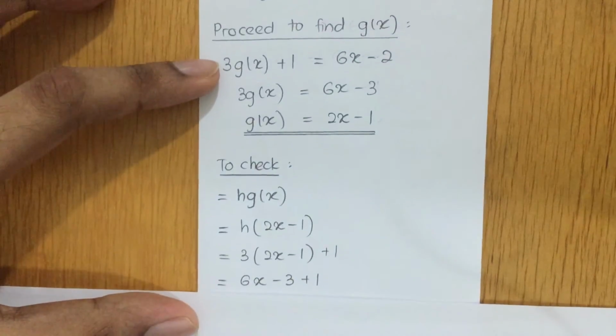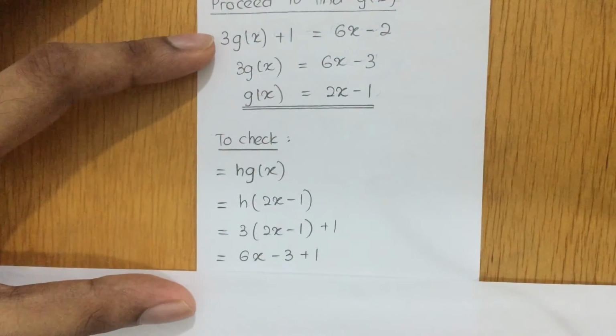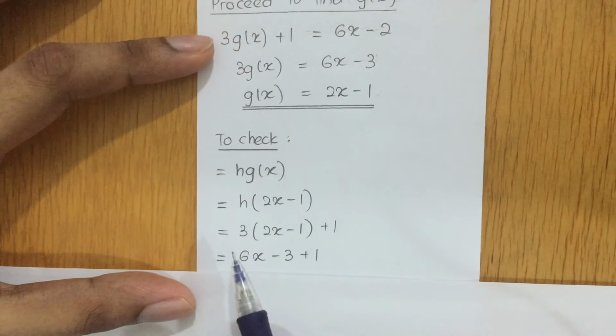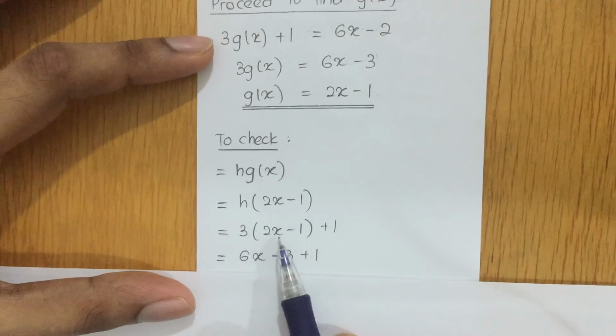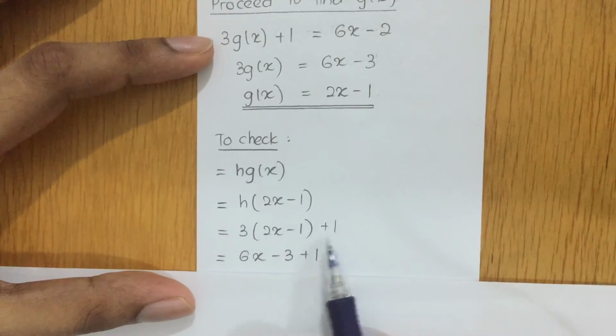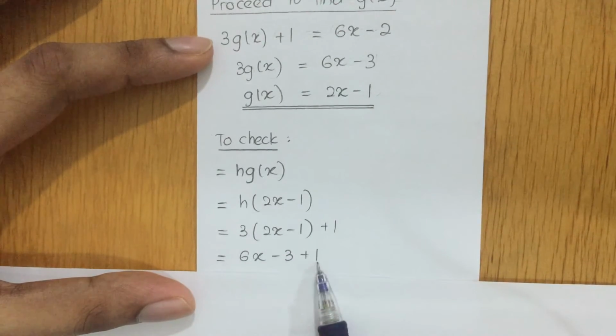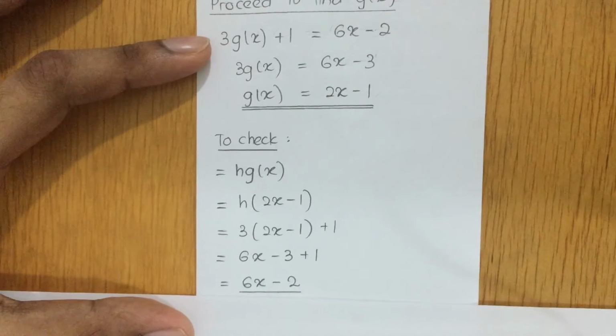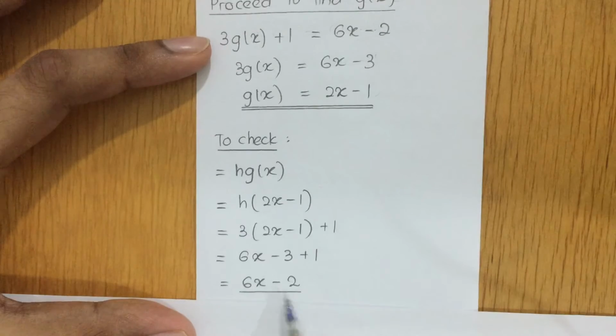Okay, let me pull the paper up if you can't see the working. Sorry guys. Okay, so let me repeat again. 3 in a bracket 2x minus 1 close bracket plus 1. So this 3 you expand in. So from here you get 6x minus 3 plus 1. Okay, negative 3 plus 1, you should get negative 2. So from here you get 6x minus 2.